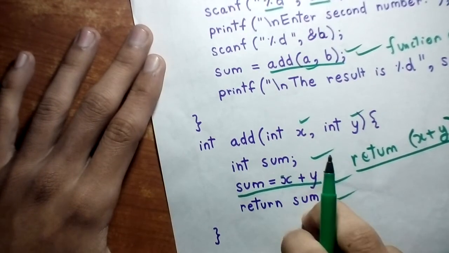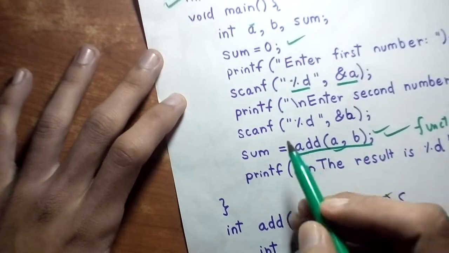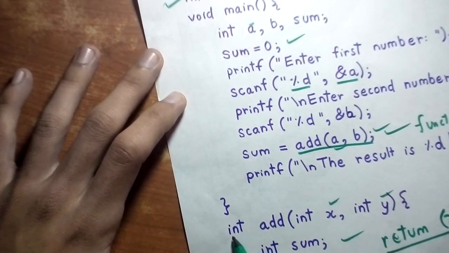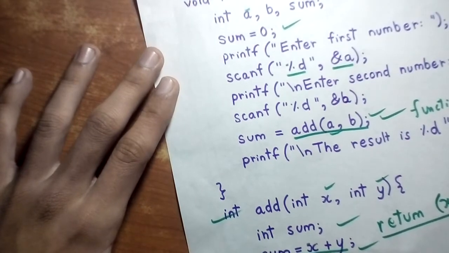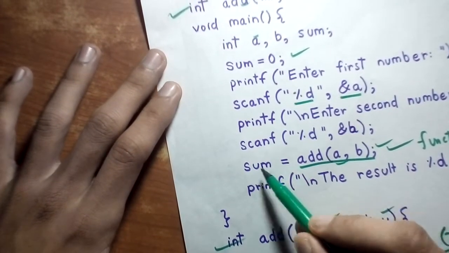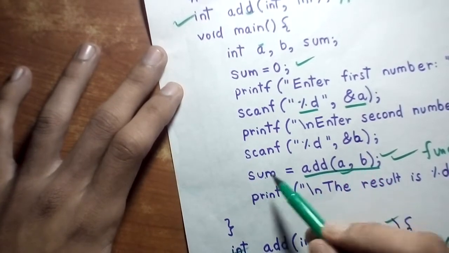And after this function completes execution, the control will come back here, and the value returned, since this return type and this sum are both integer, they are matching, so it's correct. Here the sum is returned to this variable.